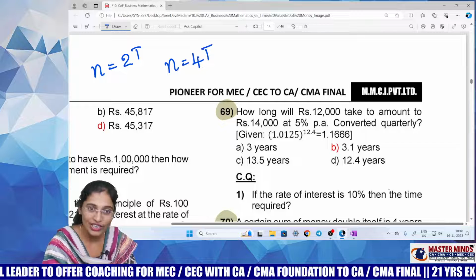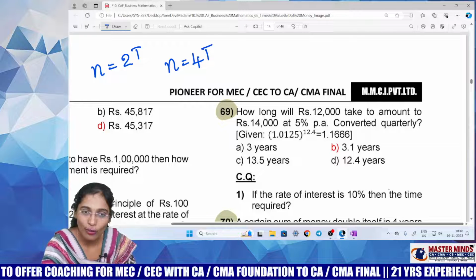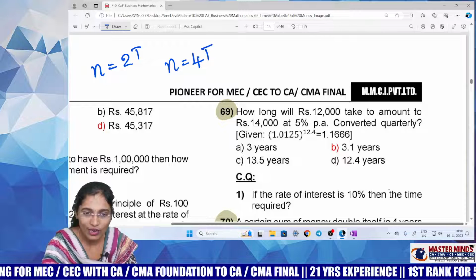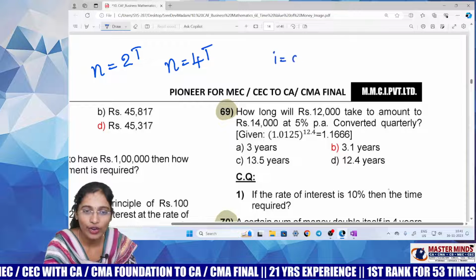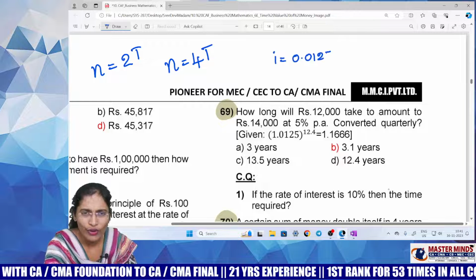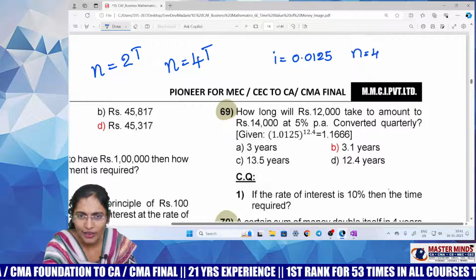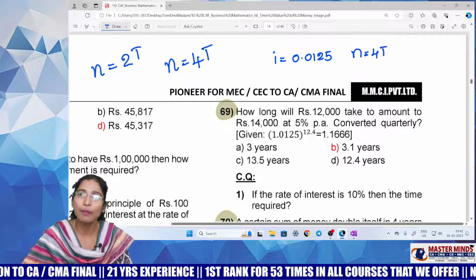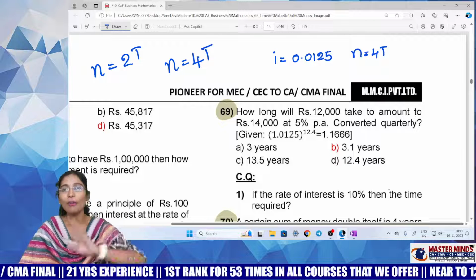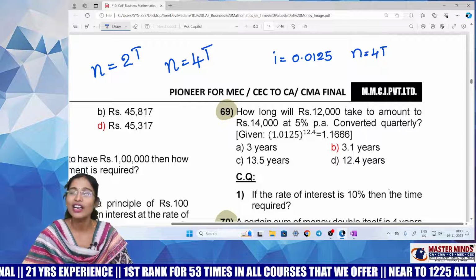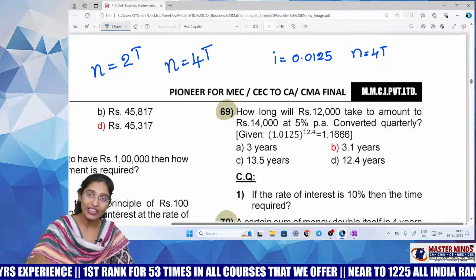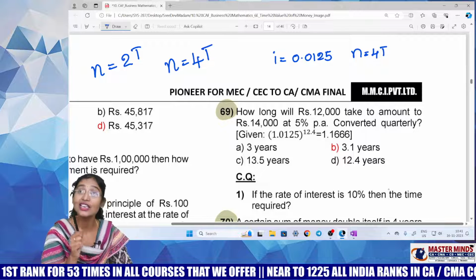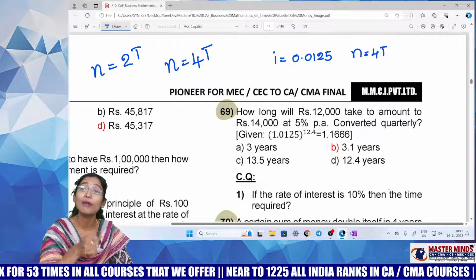Now look at 69. How long will 12,000 take to amount to 14,000 at 5% per annum compounded quarterly? Since the compounding is done quarterly, I should replace r by 5/400, which is 0.0125. n equals 4t. Now please have a look at the options. Most people will write n equal to 12.4 years. But n equal to 4t, and 4t is the number of quarters, while t is the number of years.